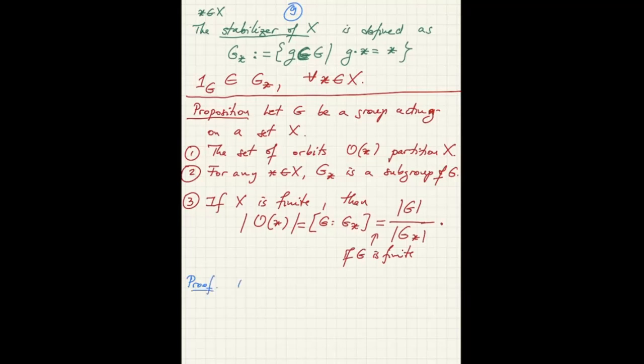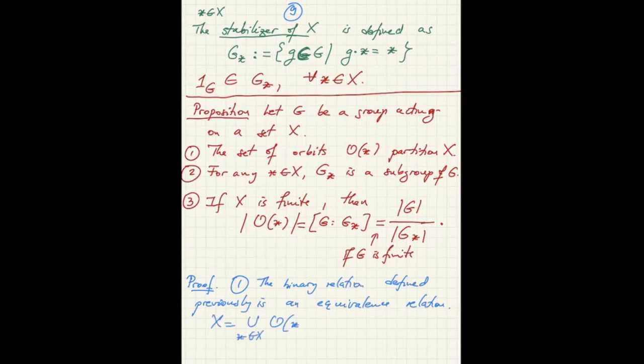So proof. Well, the first part follows from the results about equivalence relations, and it's easy to prove it, obviously, for this particular one. But whenever you have an equivalence relation, the equivalence classes form a partition of the set. So the result follows from the fact that the binary relation defined previously is an equivalence relation. So just to remember, we will always have that X is the union over all x in X of O of x, and in this union I don't take repeats of orbits.